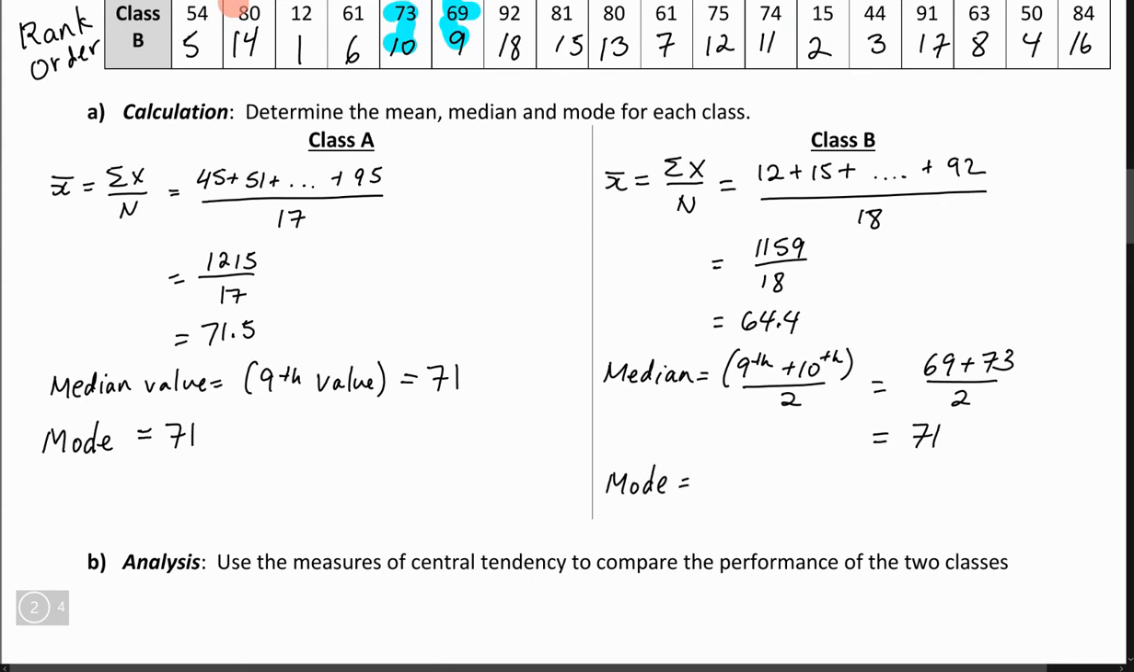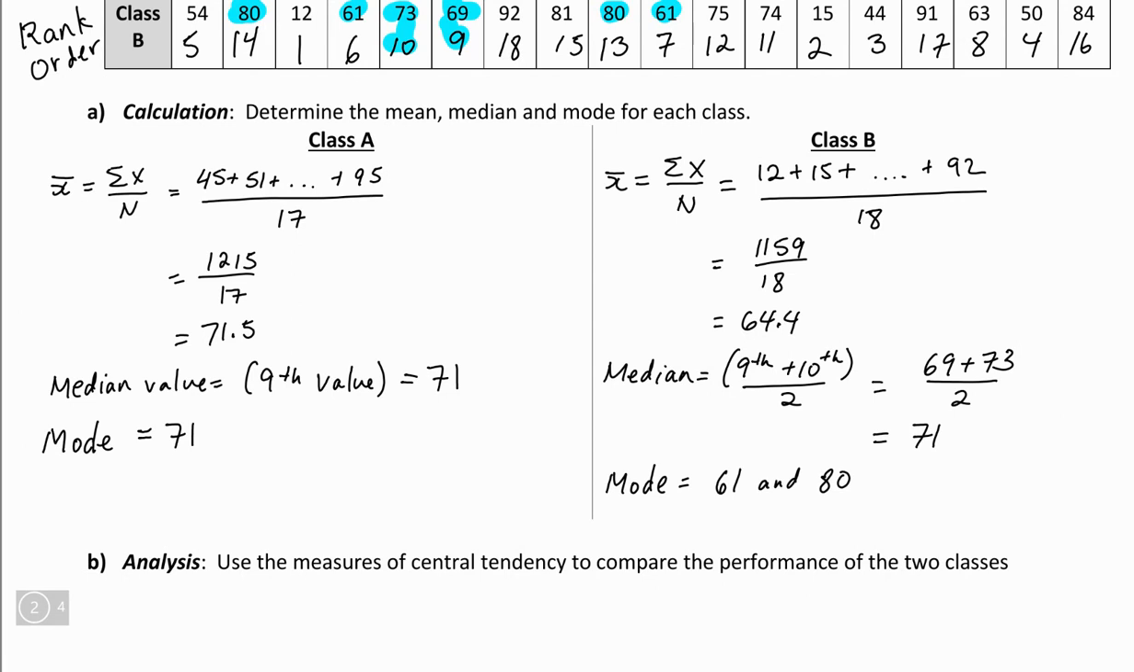Now our mode. The numbers that occur the most frequently are, it looks like, 61 over here, and 61 repeats twice, and 80 over here, and 80 repeats twice. So these two values, 61 and 80, are the most frequent values, and you're allowed to have two modes. So I can say here 61 and 80 are both our modes.